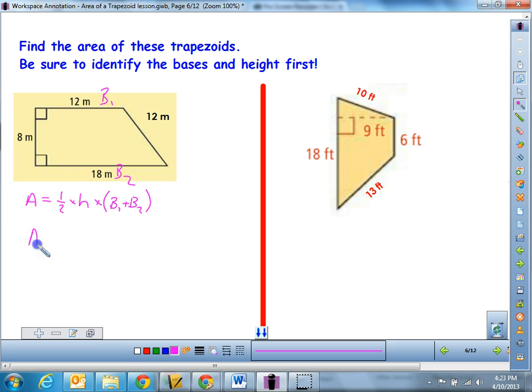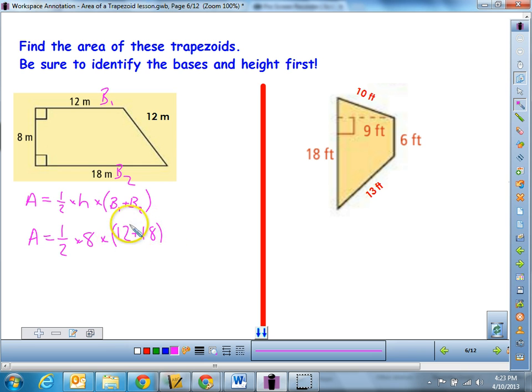We know area is still what we're looking for. Our 1/2 hasn't changed. But now we know what our height is. What's our height in this situation? 8 is what we should be looking at. So 1/2 times 8 times, what's my base 1 plus my base 2? I'm going to have 12 plus 18 for my base 1 and base 2.